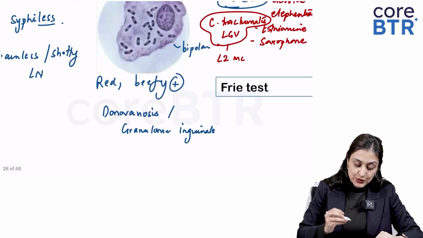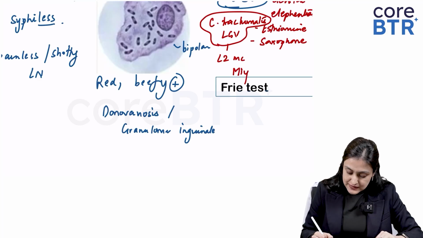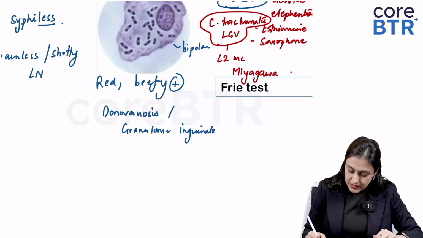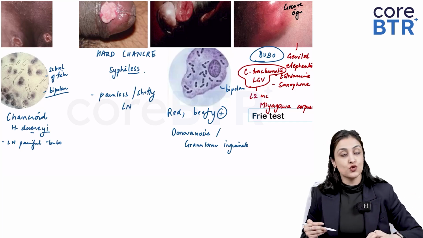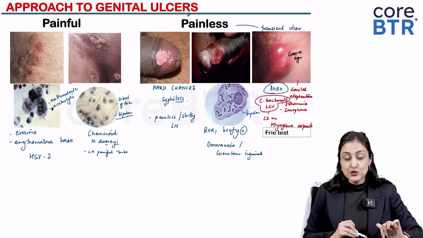Apart from that, you see corpuscles here which are called Miyagawa corpuscles, right? They are the bodies which are seen in every chlamydia, as they are obligate intracellular. So that is why these corpuscles are seen. So this is what we have to remember.